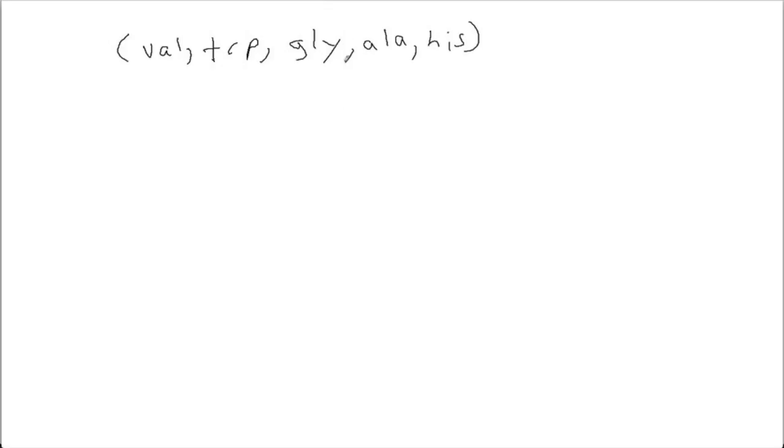What's this, an amino acid sequence or an amino acid composition? Composition. How can you tell? Because there are commas and parentheses. That's right.